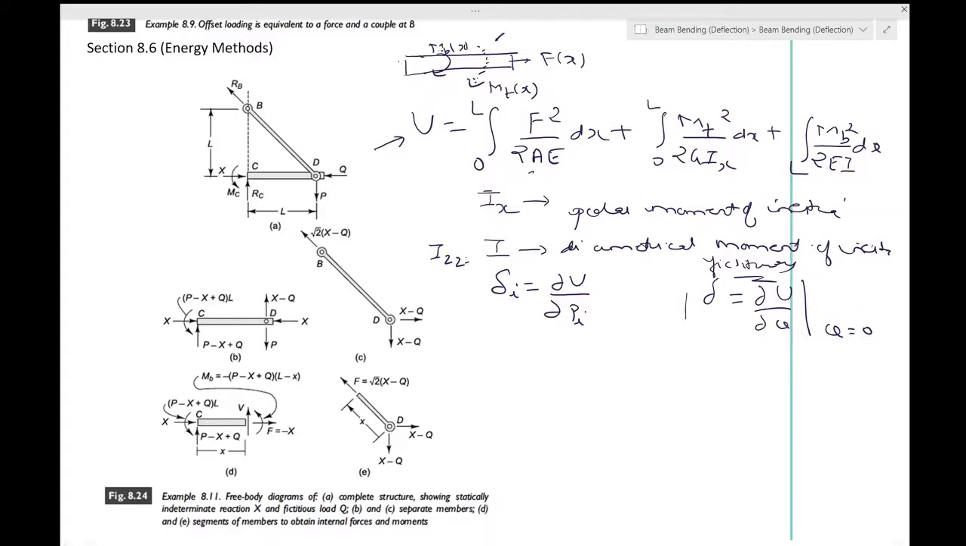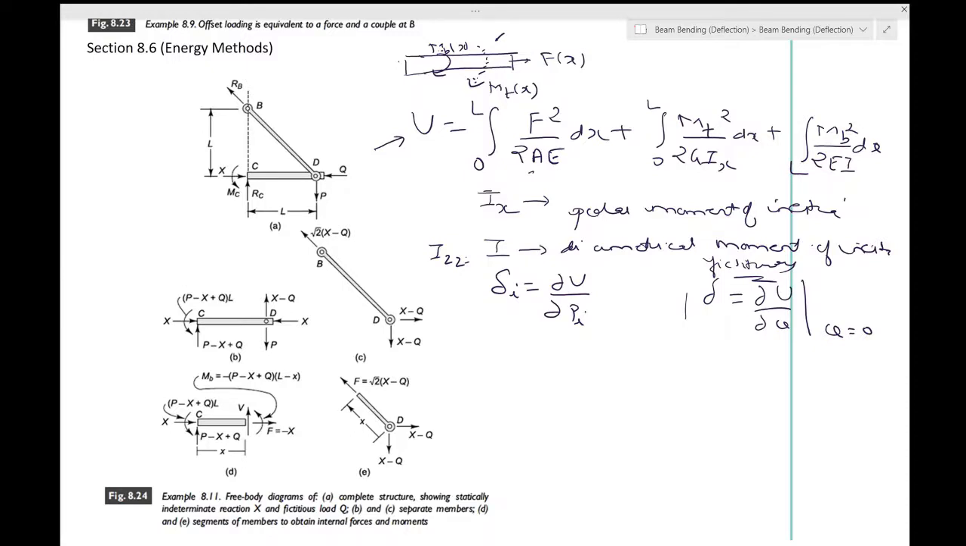Okay, so let's see this with an example. By the way, just a side note, it's also mentioned in your textbook that Castigliano's theorem may also be used to obtain statically indeterminate reactions. This is something which we have done in our earlier chapters as well.